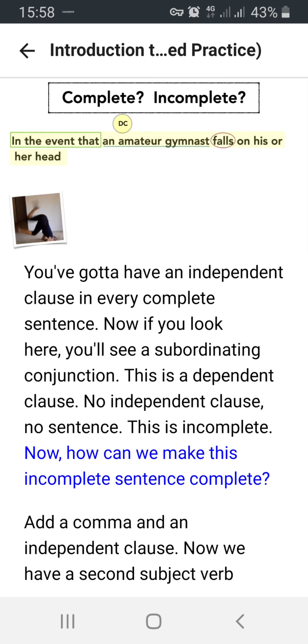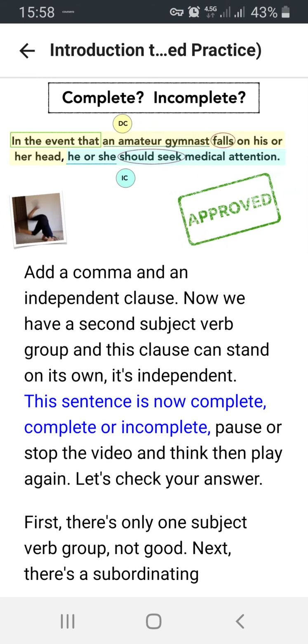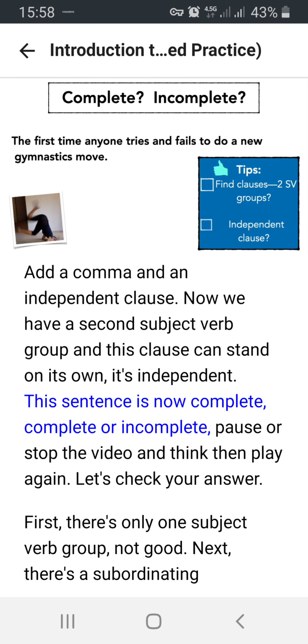Now, how can we make this incomplete sentence complete? Add a comma and an independent clause. Now we have a second subject-verb group, and this clause can stand on its own. It's independent. This sentence is now complete. Complete or incomplete? Pause or stop the video and think. Then play again.